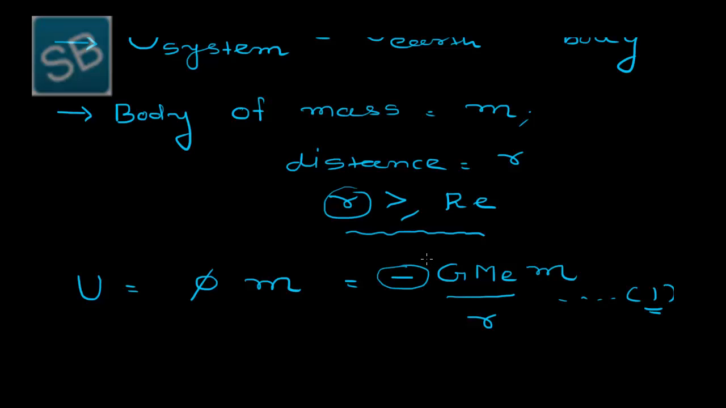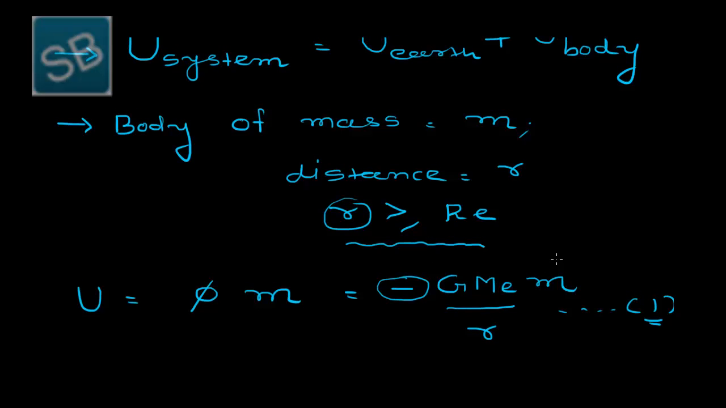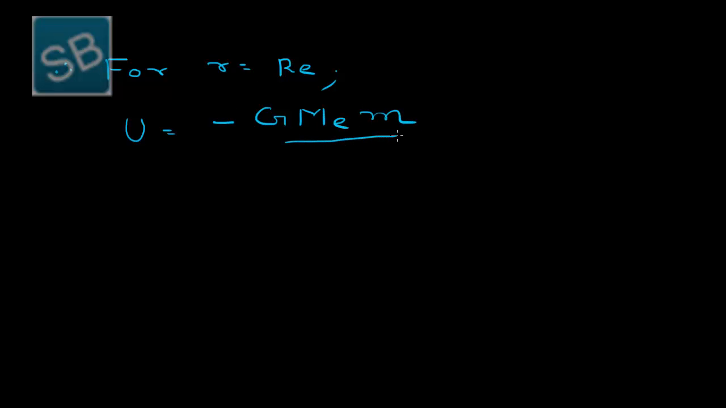Now suppose this particular body is at exactly the radius of the earth, that means r is equal to RE. So for r equal to RE, this gravitational potential energy U can be determined as minus G ME small m upon RE. That is the equation number 2.